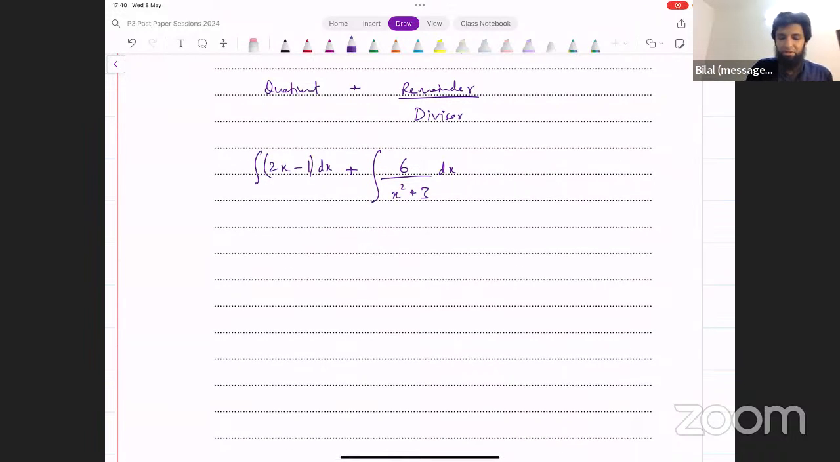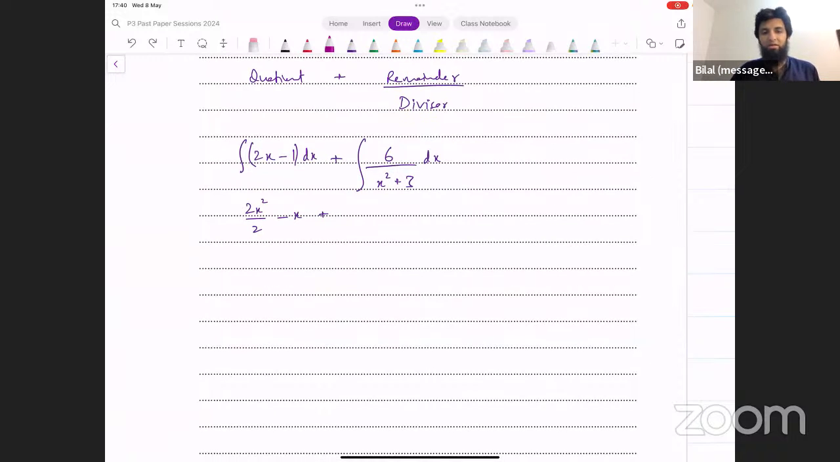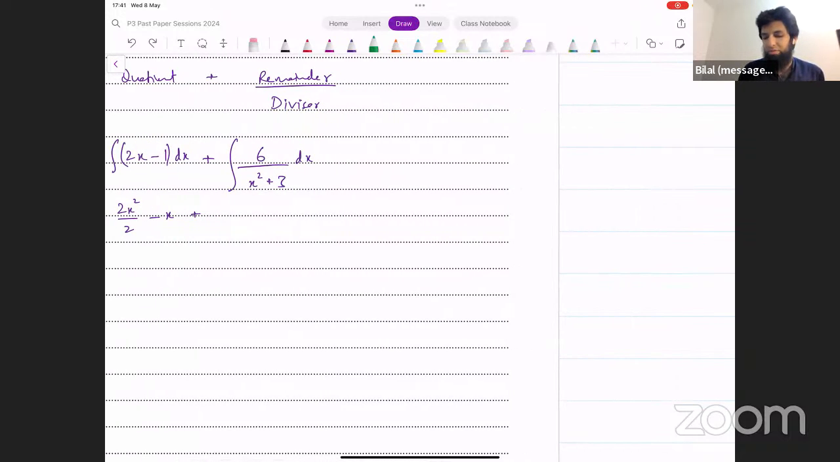Let's integrate them first. 2x minus 1, how do you integrate this? Integration of 2x is 2x squared over 2. Integration of minus 1 is minus x plus. You need to integrate this fraction now. What form is this? This is the tan inverse form, right? We've got a constant in the numerator. In the denominator, we have two terms. One is square term, and the other is a constant term. There's a plus sign in the middle. So it becomes 1 over x squared plus a squared form.